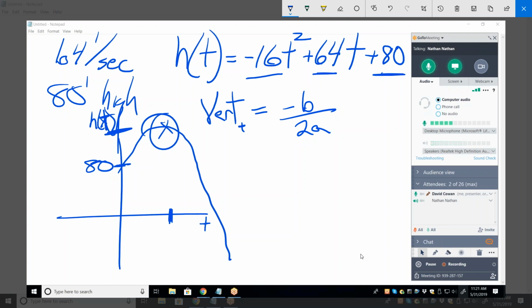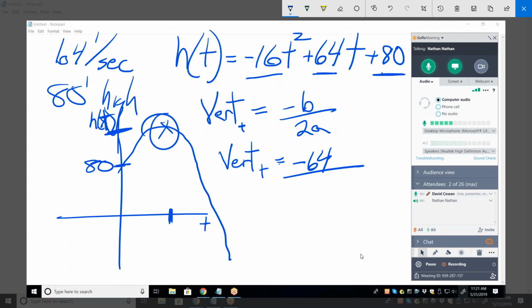So what is the t-coordinate of the vertex in this case? The t-coordinate of the vertex, and we're taking this from the equation they've given us. What's negative b? Negative b will be 64. What's b? 64. What's negative b? It's negative 64. What's 2a?